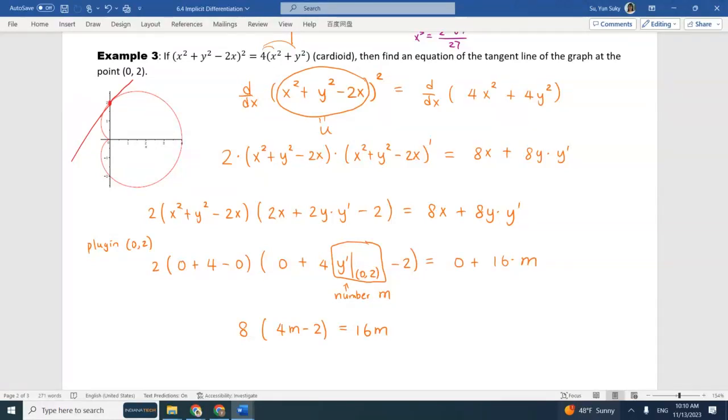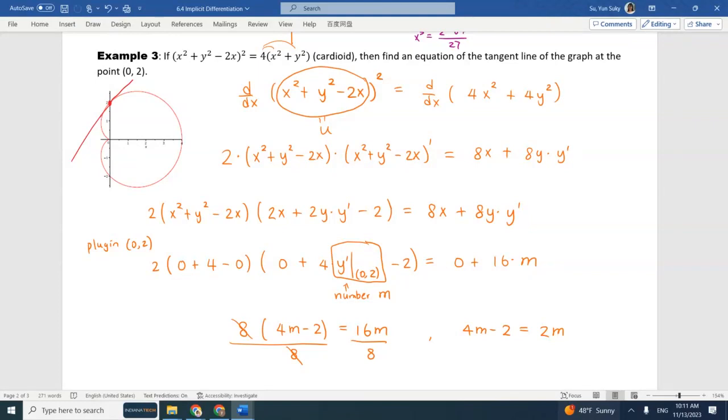Okay. Do you see both sides? We have a common factor of 8. Yeah? Let's divide it by 8. Then left-hand side, we get what? We get 4m minus 2. How about right-hand side? 2. So 2m. How do we solve for m?